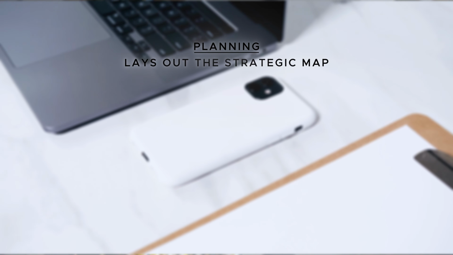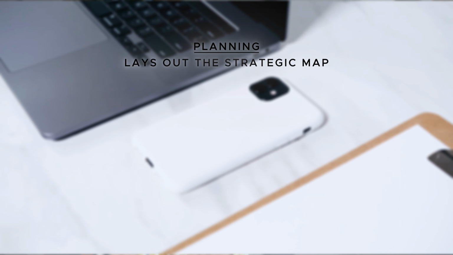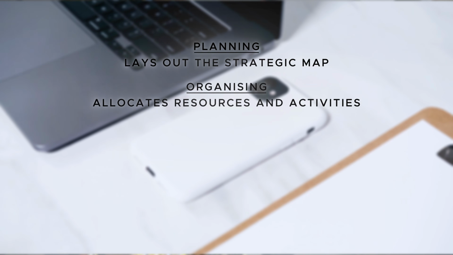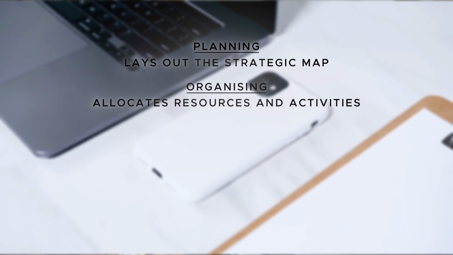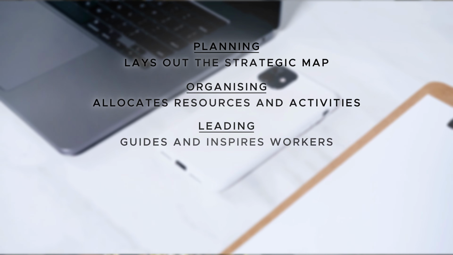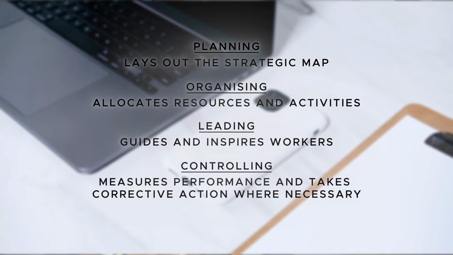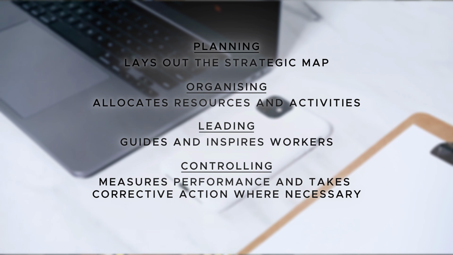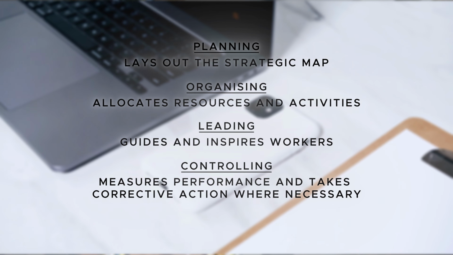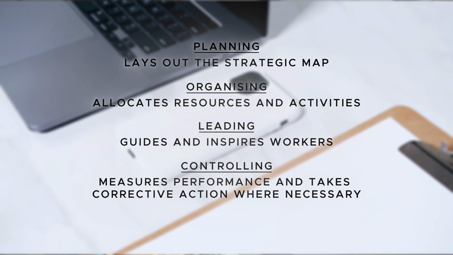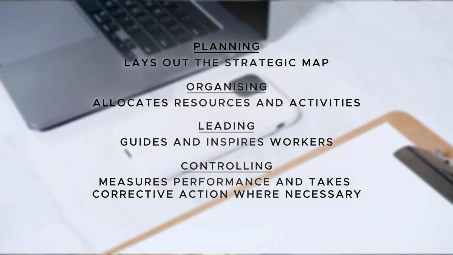To summarize, while planning deals with laying out the strategic map of the business, organizing involves allocating resources and activities. Leading focuses on guiding and inspiring workers, and controlling involves measuring performance and taking corrective actions where necessary, therefore keeping the team moving in the right direction.